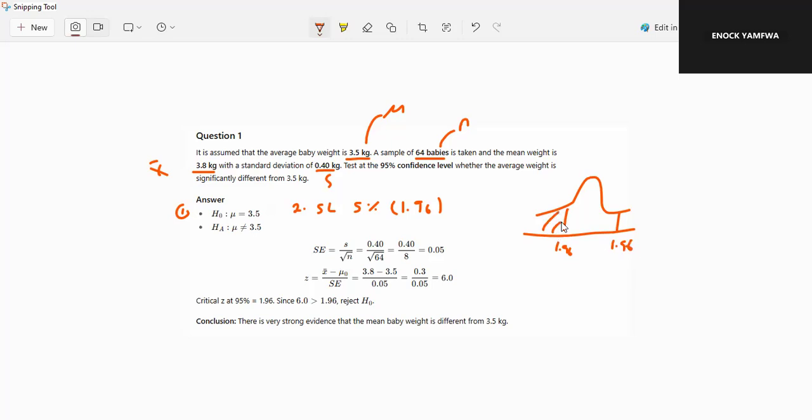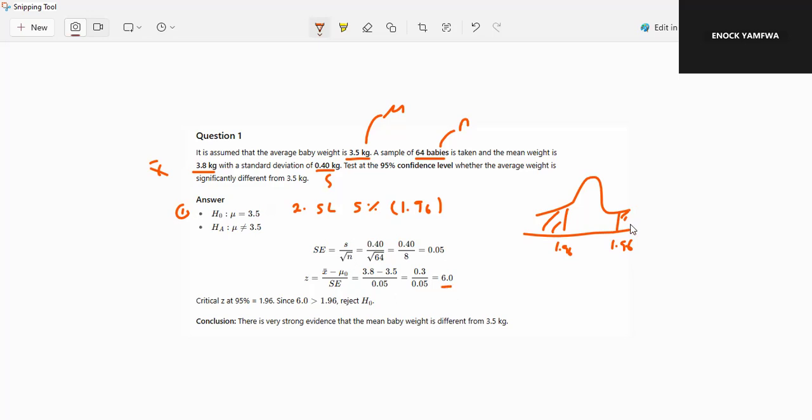Then step three, we calculate the Z. So we know that Z is equal to x bar minus mu over the standard error. The standard error is the standard deviation over the square root of n. You can calculate them separately. So our x bar was what? 3.8 minus 3.5 over standard error, standard deviation over root of n. So here you find 6.0.